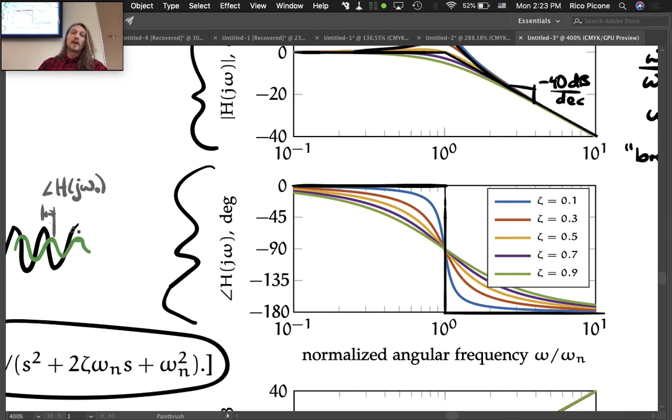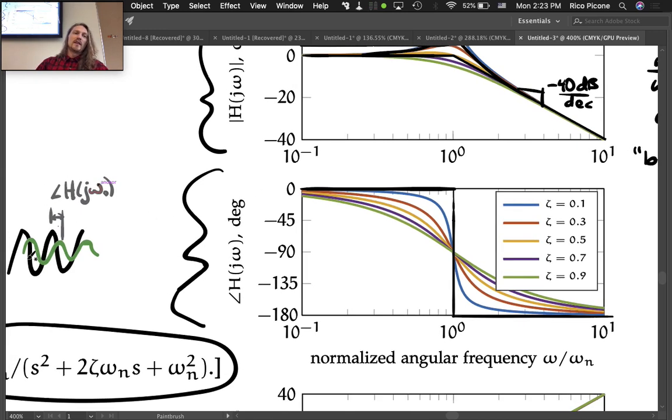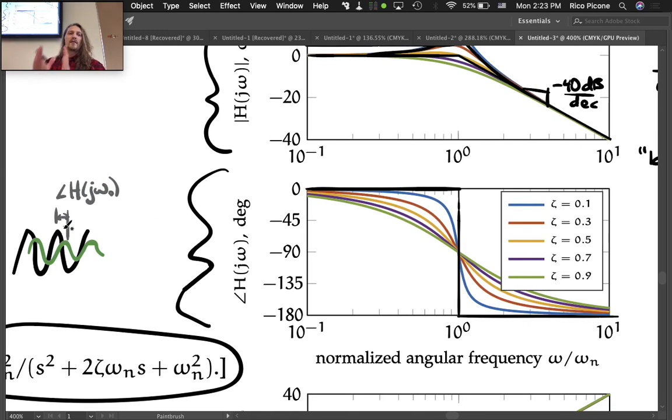At low frequencies, the input and the output sinusoids have pretty much the same phase. They don't have any offset between them. But as you increase the frequency of the excitation, the input frequency, the output's going to start lagging behind, okay? And it ends up lagging by 180 degrees. So this phase shift increases to 180 degrees when you go to higher and higher frequencies.